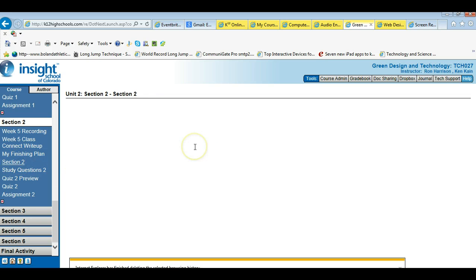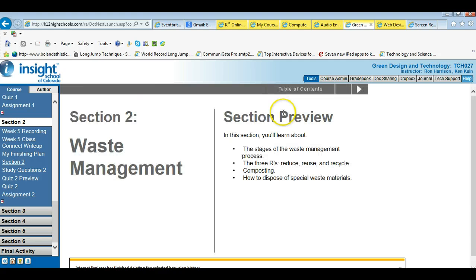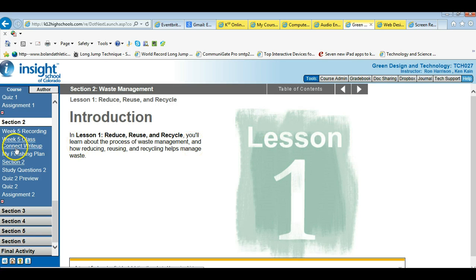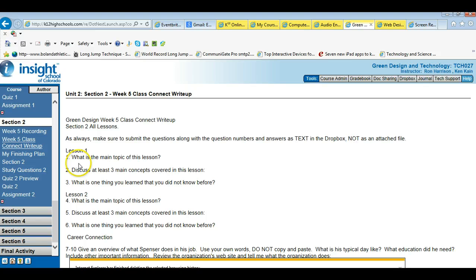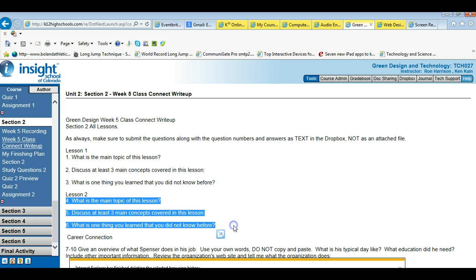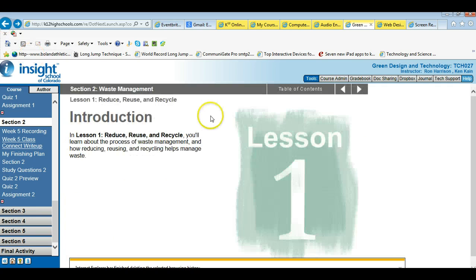All right, let's jump into section 2. So in section 2, again, we're talking about waste management. You can see the stages of waste management, the 3 R's. You've heard about all of these: composting, etc. Now, normally I'd go through the Class Connect write-up, but the Class Connect write-up just has some general questions about the lessons, the 2 different lessons. So I'm going to have to go back and forth to look at the Class Connect write-up questions. So I'm just going to give you a quick overview of what this whole section 2 waste management talks about.